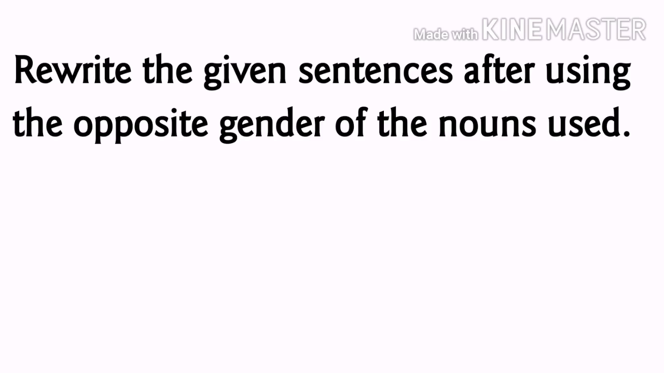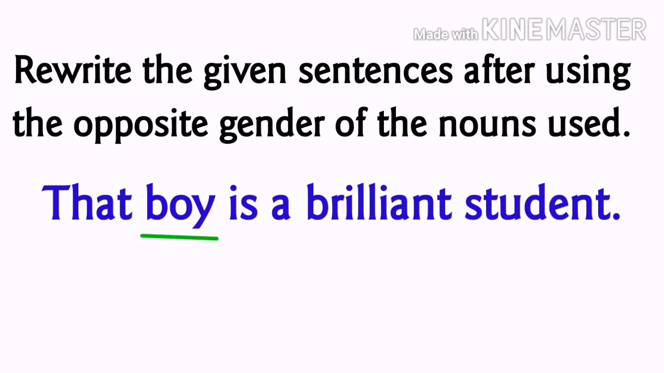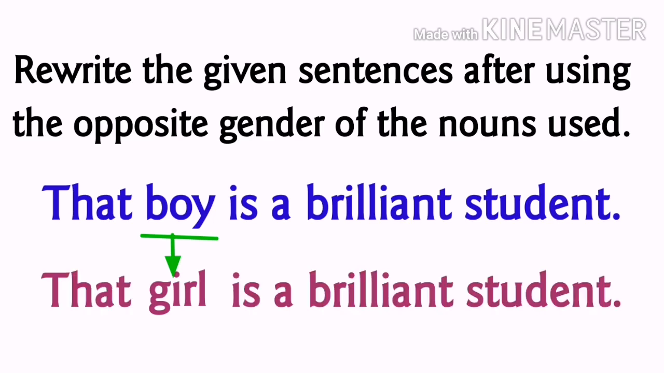Now let's do a textual exercise. Rewrite the given sentences after using the opposite gender of the nouns used. So you have to write the opposite gender and rewrite the sentence. See the first one. The boy is a brilliant student. Here the boy comes under masculine gender. What is the opposite of boy? That is girl. So the sentence will be like this. The girl is a brilliant student. Write down in your notebook.